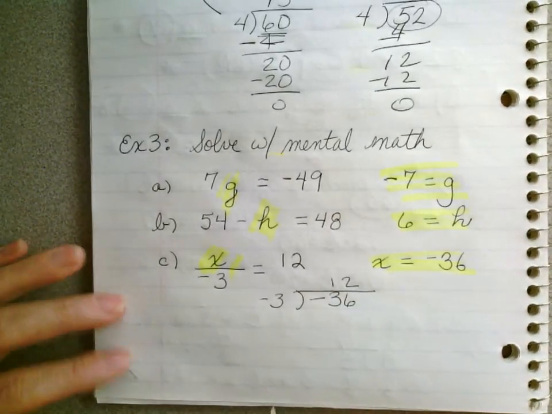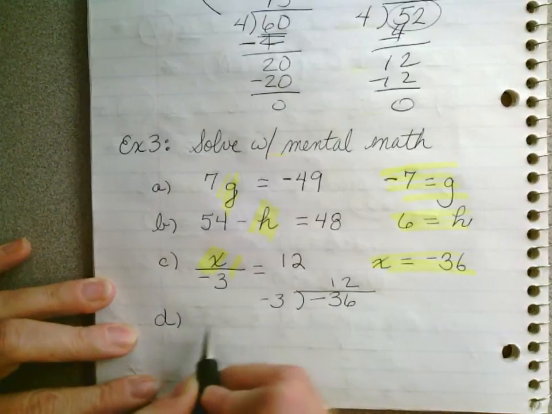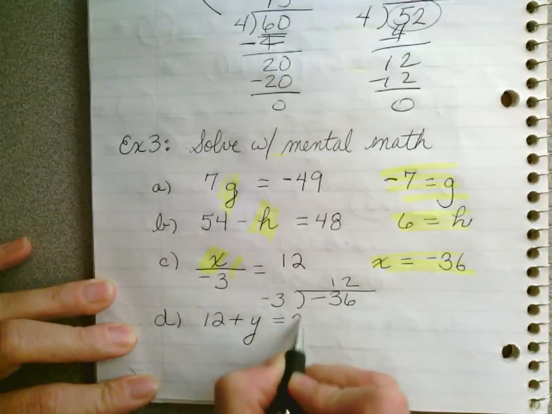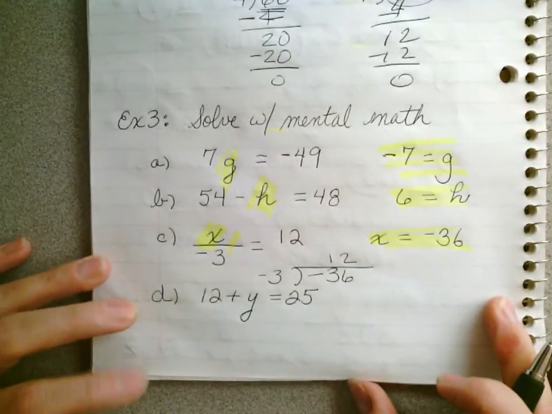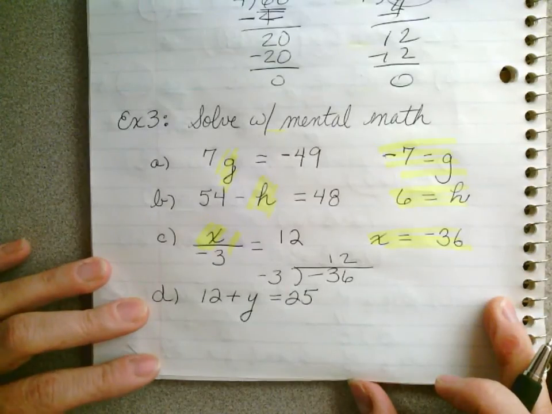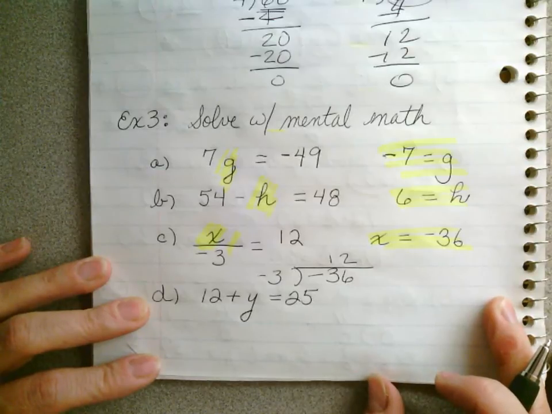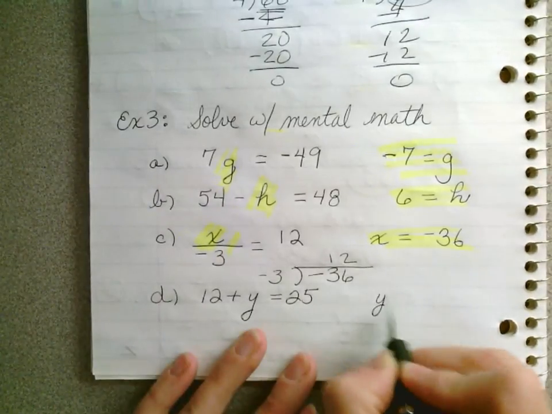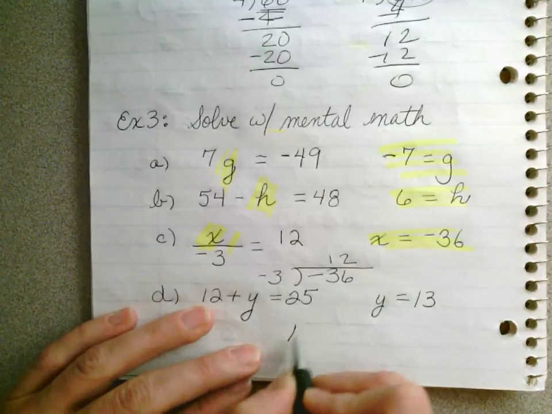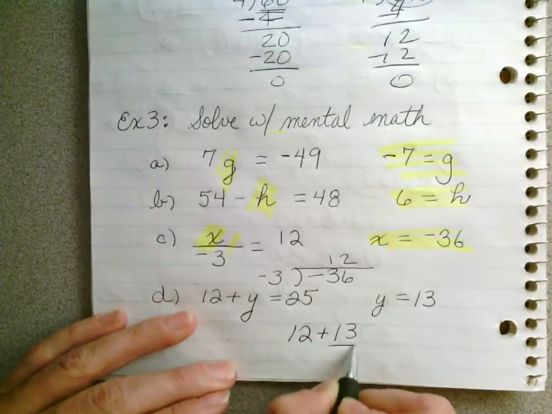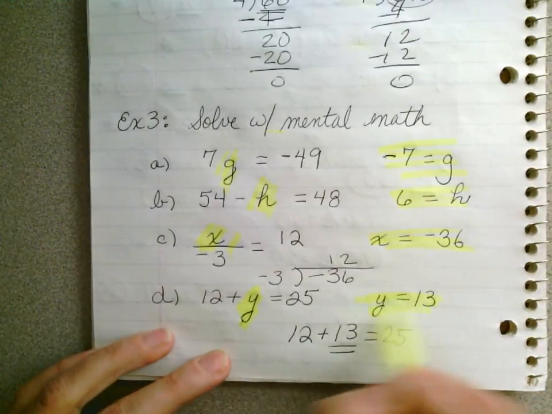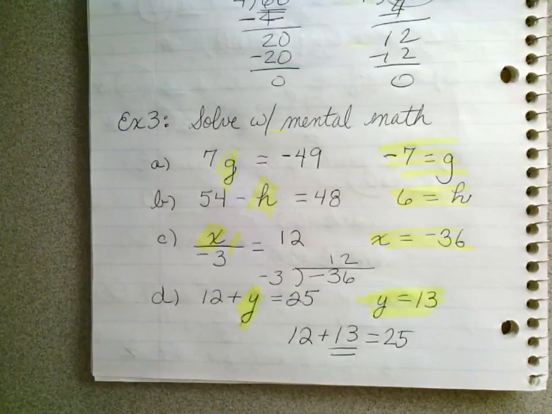Here's your last one. Letter D. 12 plus how many is 25? I don't know. Can anybody handle that? How much must you add? Go ahead. Liz. She says 13. I don't trust her. 12 plus 13, indeed. So you are correct. y indeed is 13. Okay?